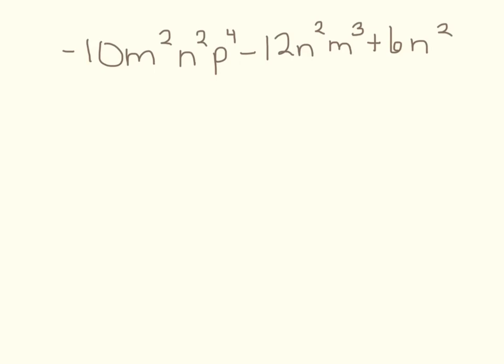Okay, with this next example, again, look at the coefficients, -10, -12, 6. Those are all 3 divisible by 2. Now let's look at the letters. To start with M. We have an M squared and M cubed, but that one doesn't have an M. So let's go on to N. N squared, N squared, N squared. So they all have an N squared. So that's part of your common factor. And then P, only this first one has a P, so we don't include it. So now let's divide everything by our common factor.